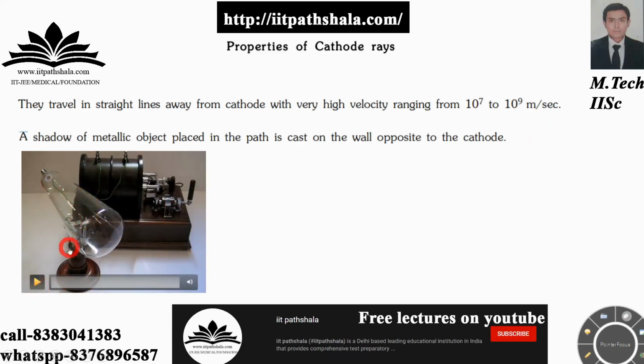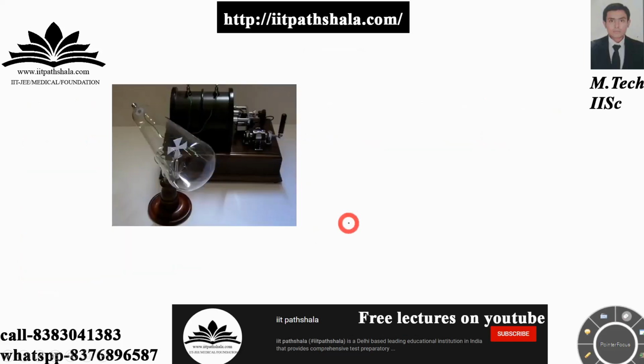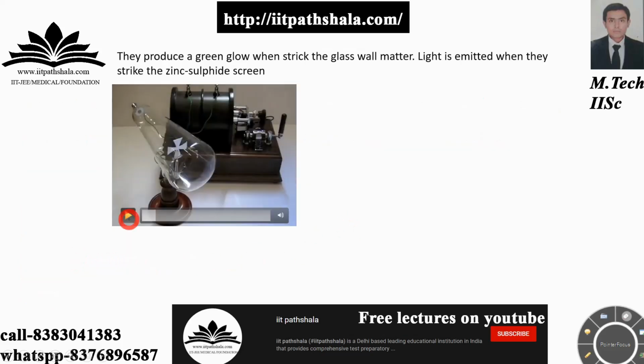Like as you can see over here, I'm placing an object, this plus kind of object, and when I switch on my cathode rays, you can see the shadow of this plus object over here. So this is the thing which I have to tell you, that they cast shadows. Now they produce a green glow when they strike the glass wall, guys.